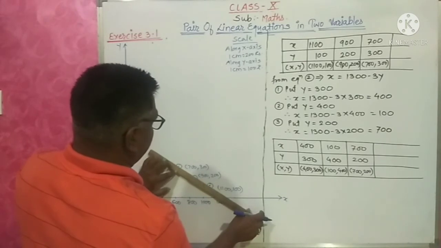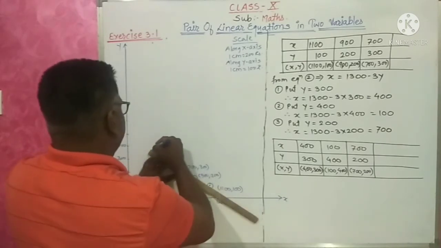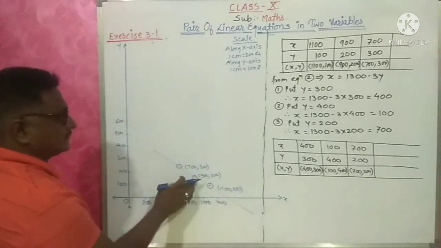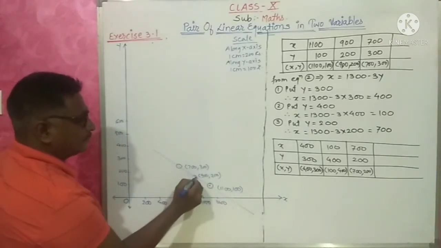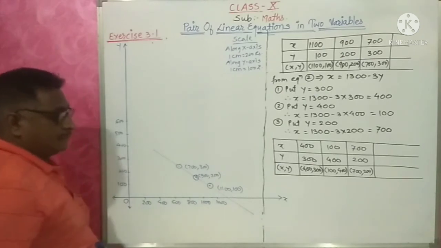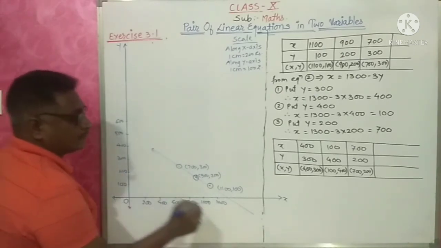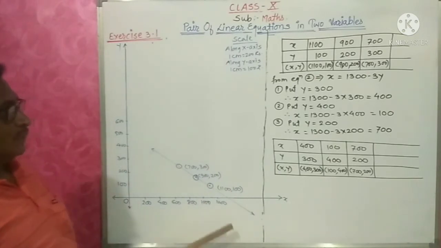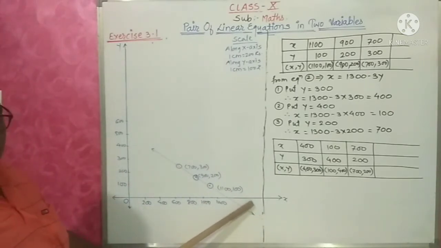Now we have to draw the line passing through these 3 points. And this line will pass through these 3 points, like this. And write the equation. Whatever equation is there, that we have to write here.